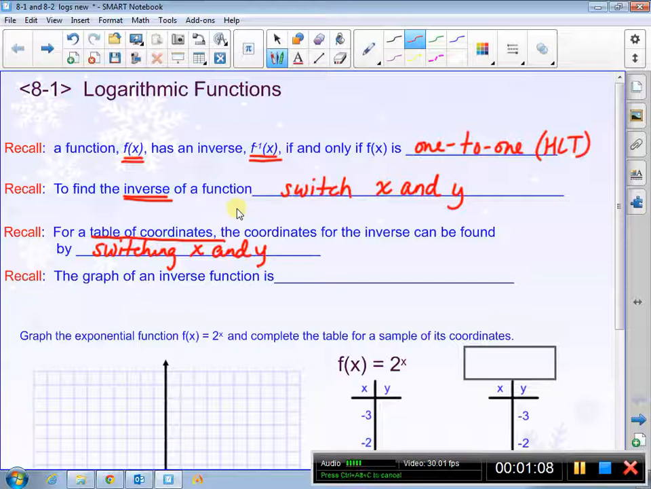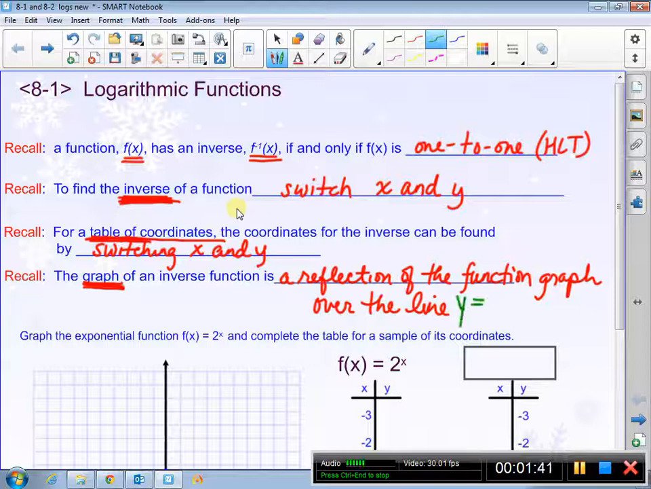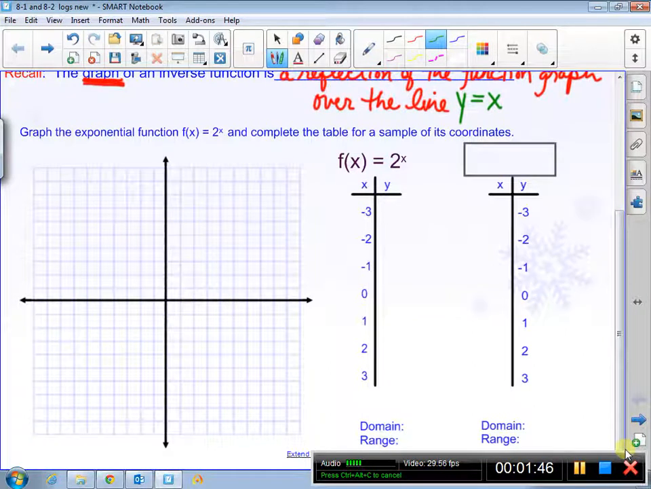The graph of an inverse function, so we've got how to write the function here, how to get the table of coordinates here, and then what the graph should look like. The graph of an inverse function is a reflection of the function graph over the line. Do you remember? y equals x. So they're reflections of each other over the line y equals x.